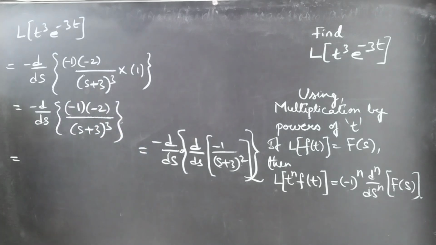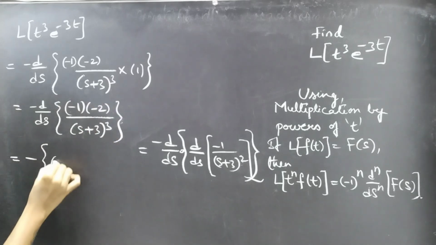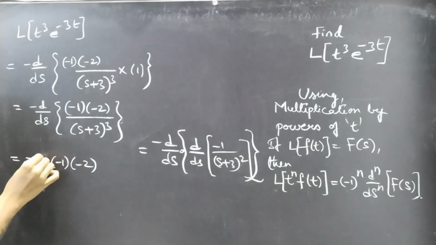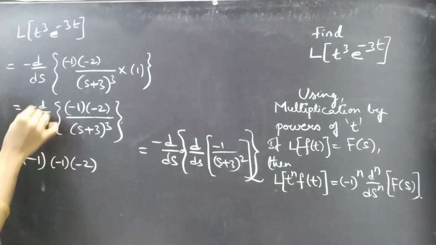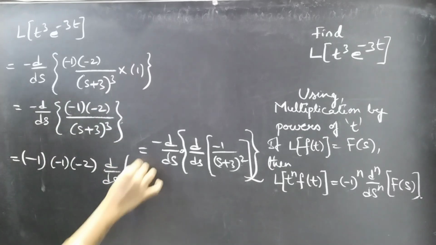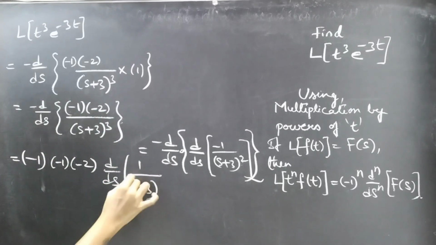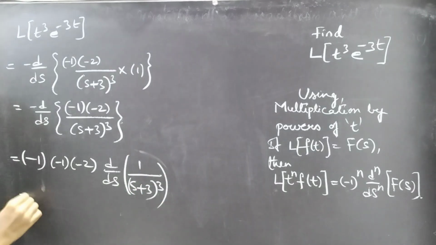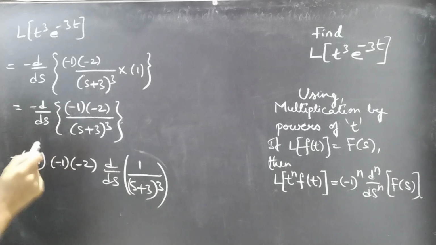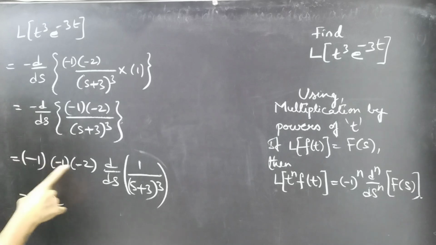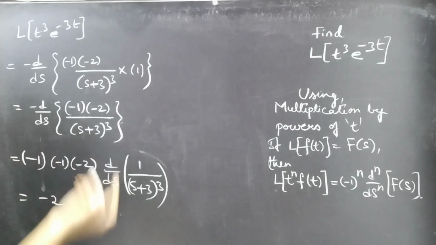Right? This is equal to minus of derivative of, just write this constant like this, or we can write this as minus 1 into minus 1 into minus 2 into d by ds of 1 by s plus 3 whole cube. This is equal to minus 1 into minus 1 is 1, 1 into minus 2 is minus 2. Or minus into minus into minus gives minus 1 into 1 into 2, that is 2.